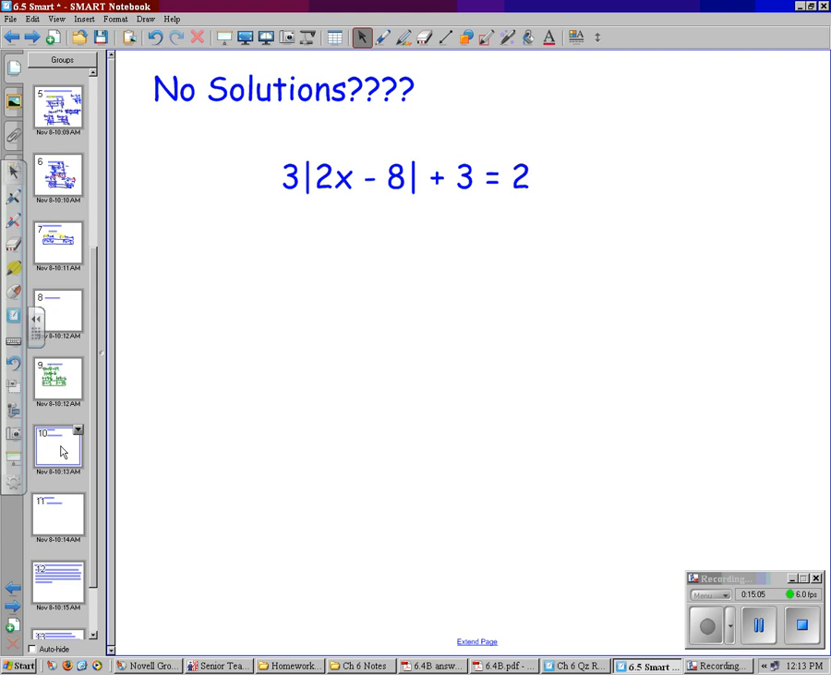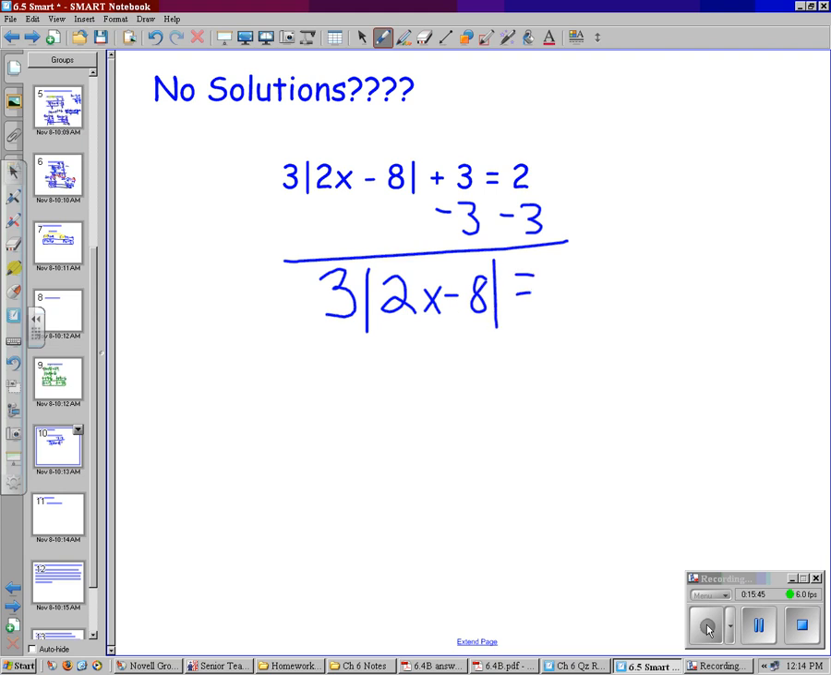What if there is no solution? Now, let me tell you what kind of a problem looks like no solution. Would you jot down 3 times the absolute value of 2x minus 8 plus 3 on the outside equals 2? Let's jot down that equation. As you would start solving this problem, what would be the first thing that you would do to both sides of the problem, please? Ellie? Subtract 3. All right, we're going to subtract 3. And when we do that, we get 3 times the absolute value of 2x minus 8 equals, what's on the other side?